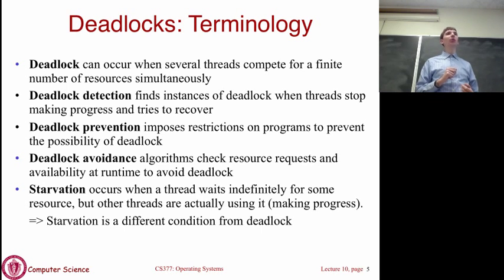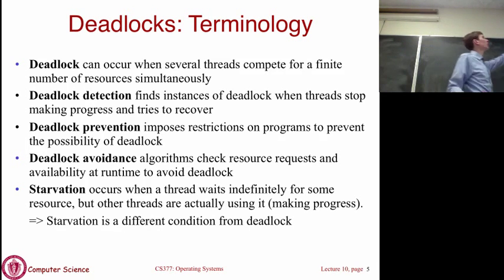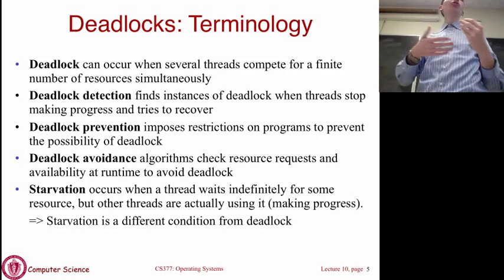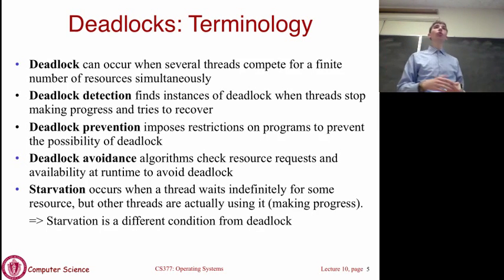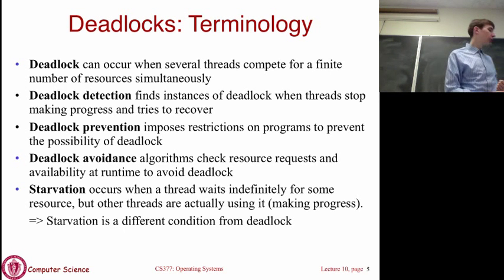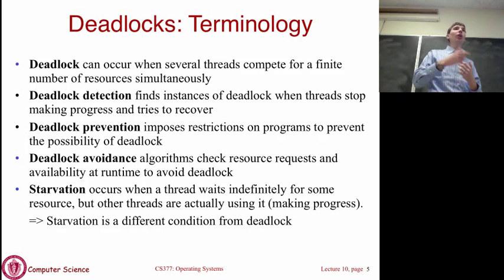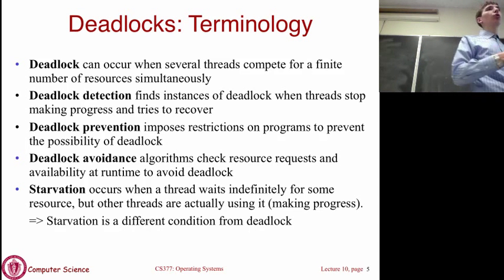That's what we're going to be talking about. So we'll get to that. But essentially, avoidance is where you're doing it all at runtime: your programs are running and requesting resources, and when they request resources, we figure out whether that might cause a deadlock or not. Versus prevention, where we have some restriction on the way you can write your program. And if you write your program following this restriction, then you know that when you actually run your program, there won't be any deadlocks.